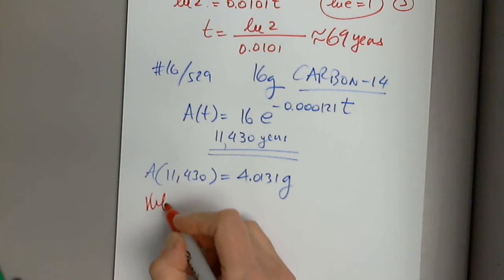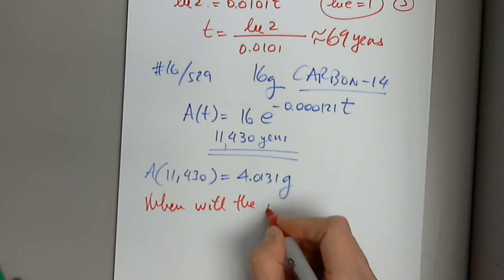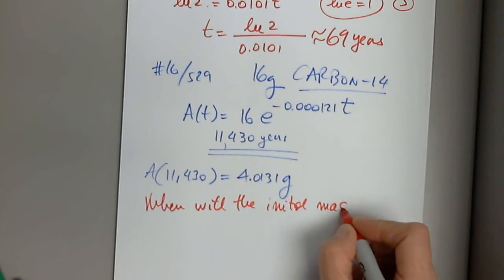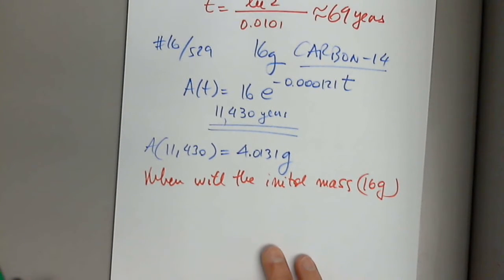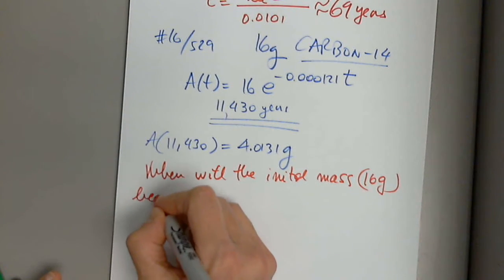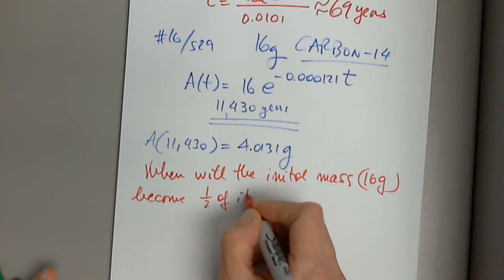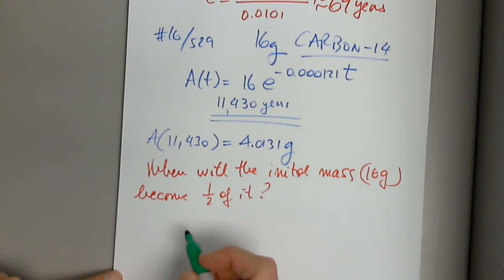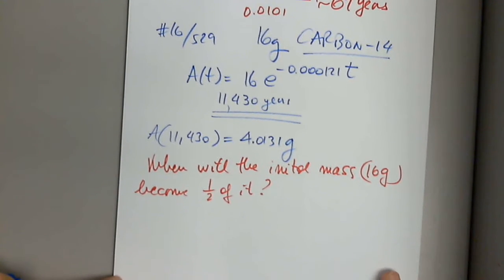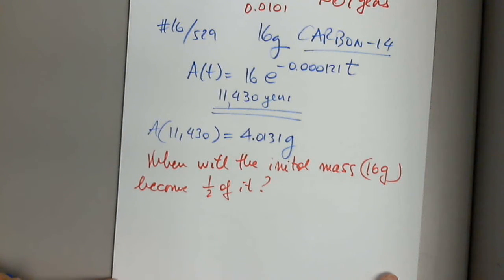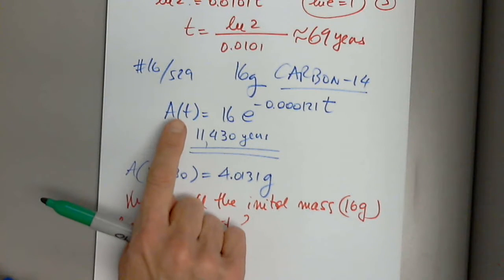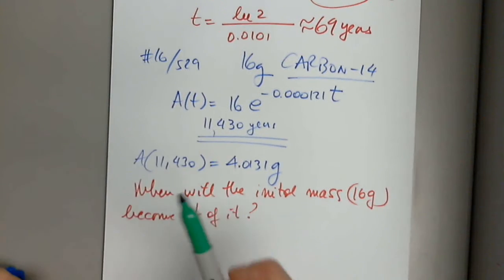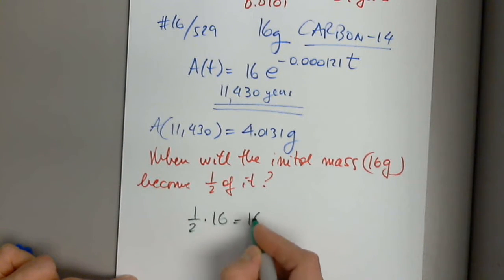Of course, I'm going to add a question here. When will the initial mass of 16 grams become half of it? Okay, what do I need to do to see when the 16 will become 8? What do I do? Yes. So this is 16 divided by 2. So I'm going to do exactly what I did before.